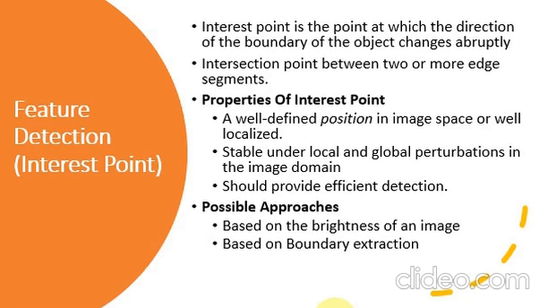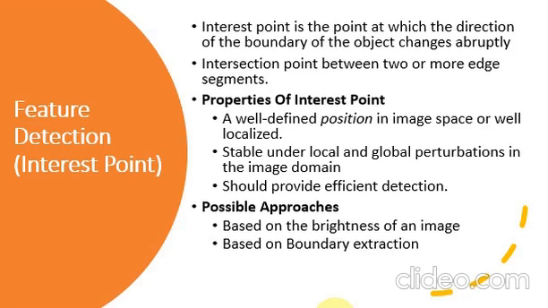The properties of an interest point are: it has a well-defined position in the image space, or it will be well localized. It is stable under local and global perturbations in the image domain, such as illumination or brightness variations, such that the interest point can reliably be computed with a high degree of repeatability. An interest point should provide efficient detection.